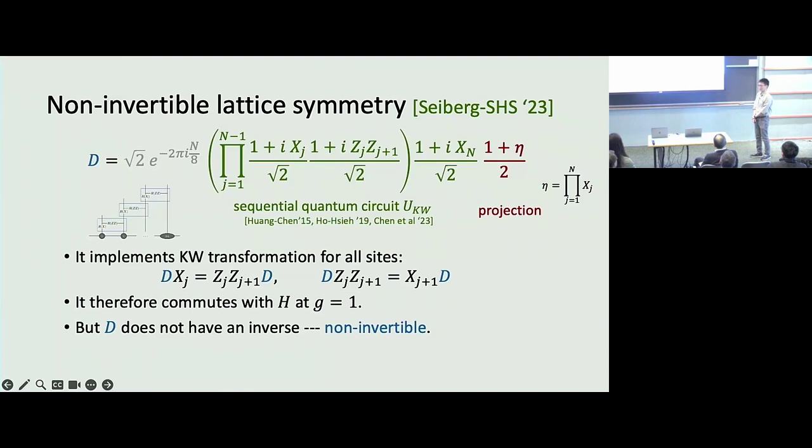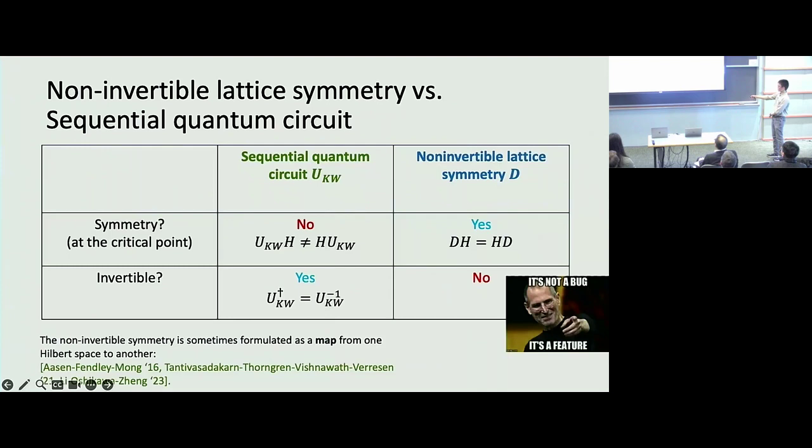Yes and no. So that's the second part of my talk. So maybe I think it will be clear at that point. Okay. Let me just comment that there are many other works related to the Kramers-Wannier transformation, but the corresponding symmetry is formulated as a map from one Hilbert space to another. Especially there's a recent discussion by Masaki and collaborators.